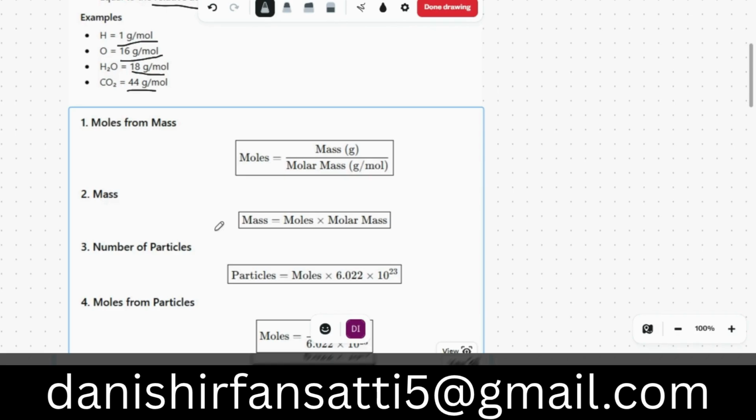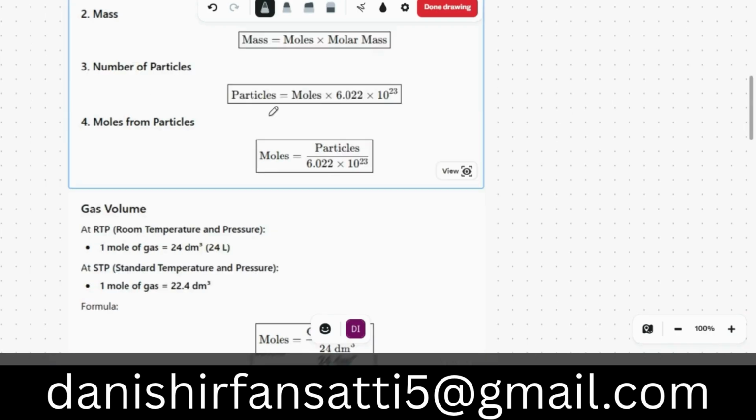We can rearrange that formula, so mass is equal to number of moles times molar mass. For the number of particles, we simply multiply the number of moles by 6.022 × 10^23. So moles is equal to particles over the Avogadro constant.